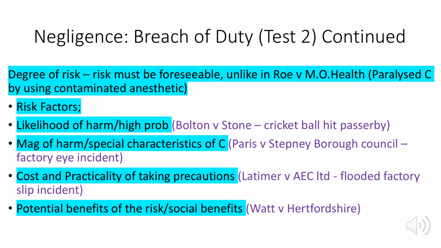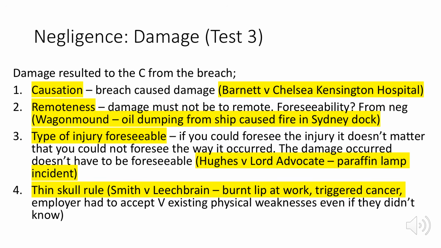And the potential benefits of the risk, the social benefits. So lastly, I used Watt v Hertfordshire. Really, you can use any cases, but those are the ones that I've gone with. Lastly, test 3 is damage. So damage resulted to the claimant from the breach.